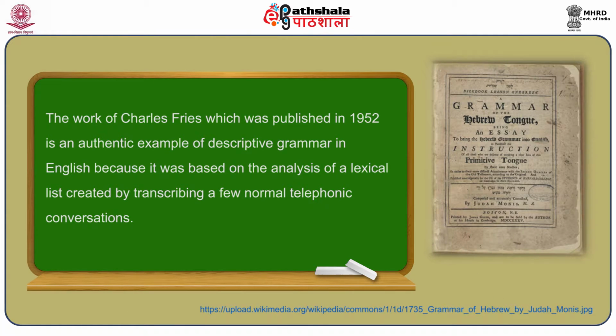Perhaps they wanted to see how the uniqueness of the sentence or the constructions can be addressed. So their preference may be different, but the approach was more or less empirical, because they relied on the instances they collected from the use of the language by common people. The work of Charles Price, which was published in 1952, is an authentic example of a descriptive grammar in English, because it is based on the analysis of a lexical list created by transcribing a few normal telephonic conversations, a very unique one.